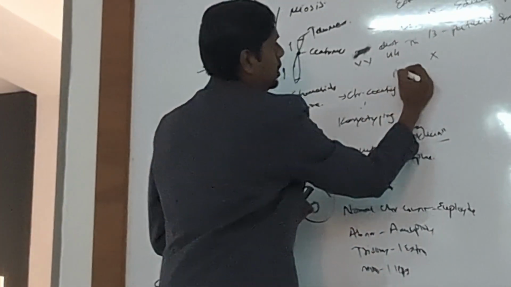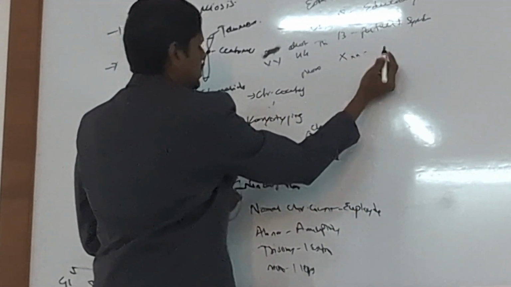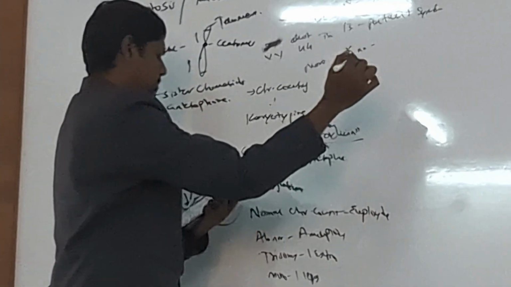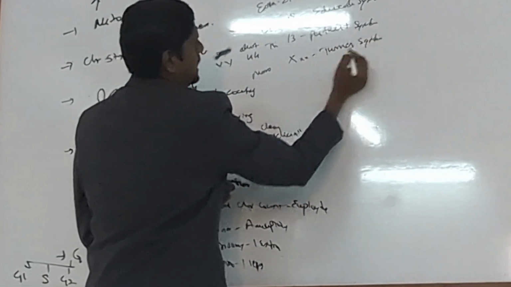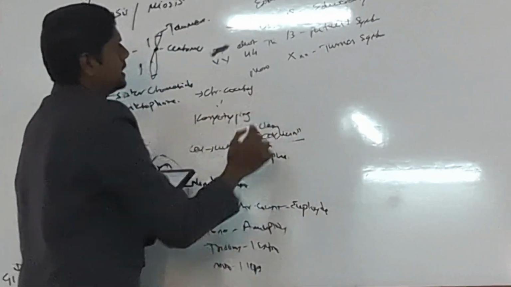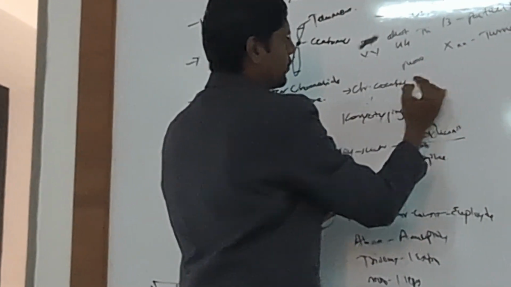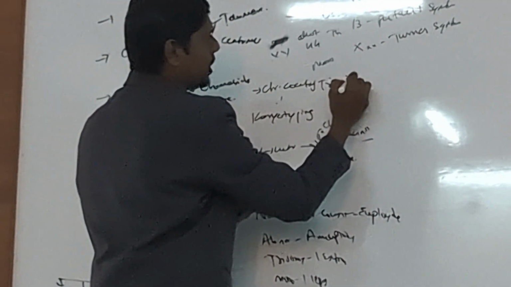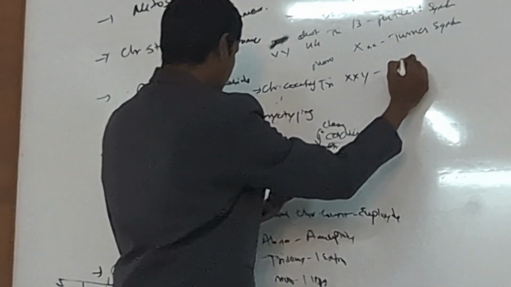Then monosomy of X. Sorry, monosomy means only one X is present, another X is not present. So this is called Turner syndrome. This is in females, keep in mind. Then we have Klinefelter. In the case of Klinefelter, there is a trisomy XXY in males. This is called Klinefelter syndrome.